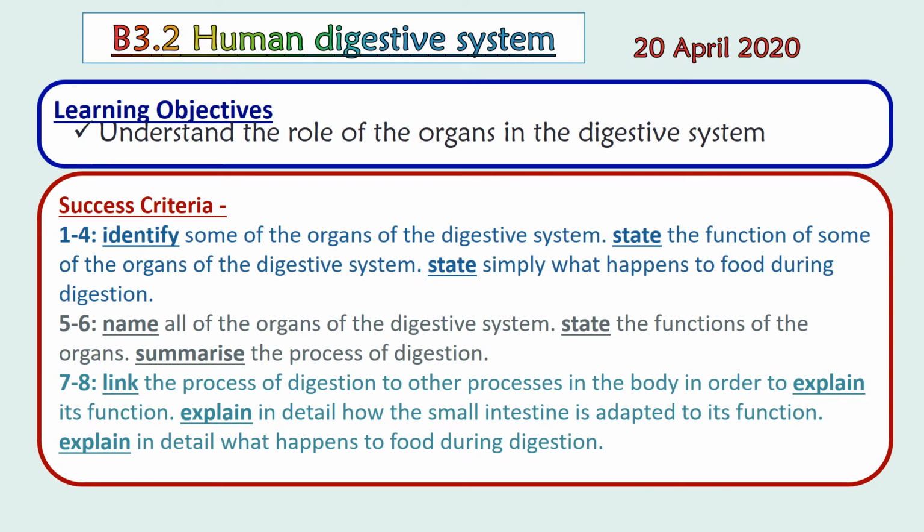Okay, so we need to be able to understand the role of the organs in the digestive system. So at the lower levels of the success criteria, we need to be able to identify the different parts of the digestive system and the different organs that are involved. At 5 and 6, we can say what each of those organs does, and also the general process that is digestion. And then for the top levels, we need to be able to link the process of digestion to explain its function, and also how the small intestine is adapted for it.